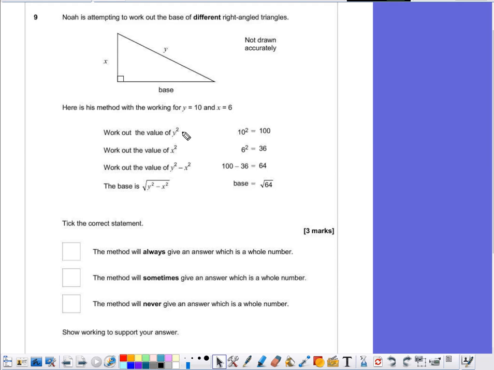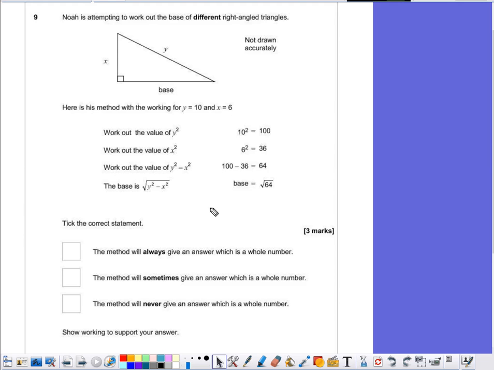We work out what y squared is, which is 10, so 10 times 10 is 100. Work out the value of x squared, so 6 squared is 36. Find the difference, because we already know the hypotenuse, so we take away one side squared to find the other. So that gives us 64. The base, therefore, would be 64 square rooted to give us 8.